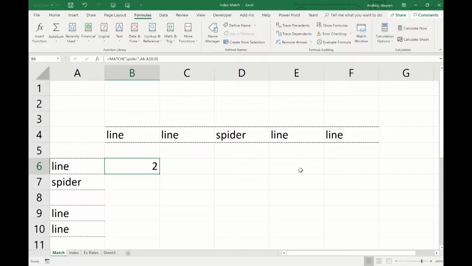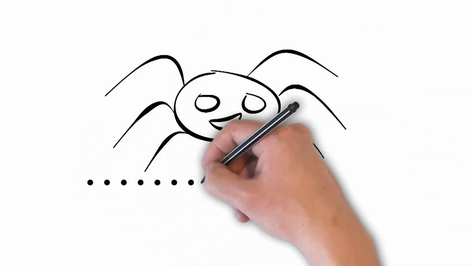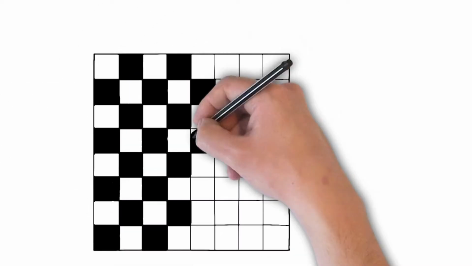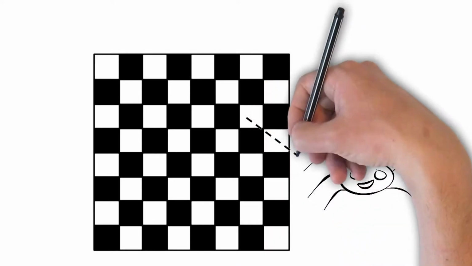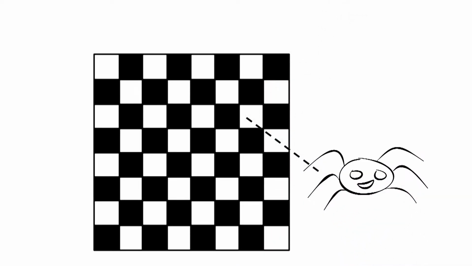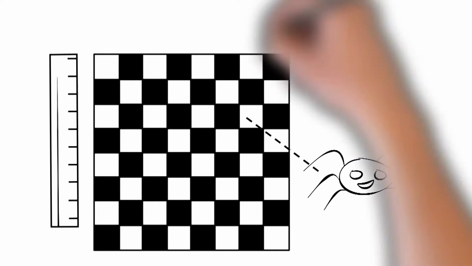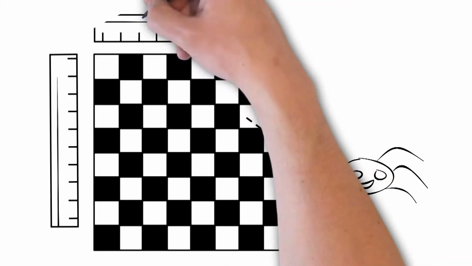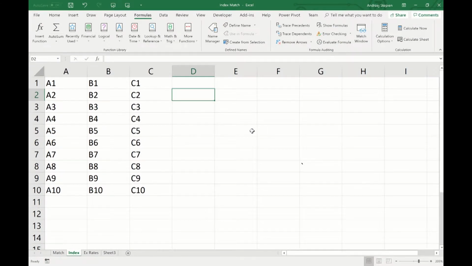Now that we know what the MATCH formula does, let's get into INDEX. Finding the spider's position on the line was very easy, as it's only one dimension. What would happen, however, if the spider was sitting on the chessboard? You could simply take rows and columns from the chessboard and identify spider's positions to be something like A1 or B7, or you could add two rulers to be more precise and find the exact distance from the top and from the left. That is exactly what the INDEX formula helps with.